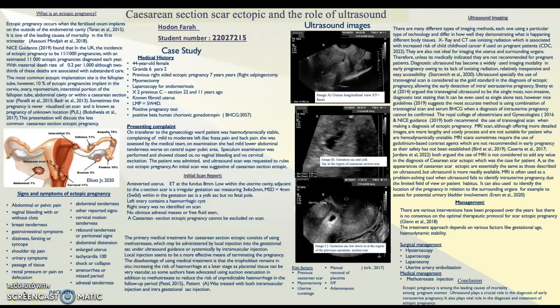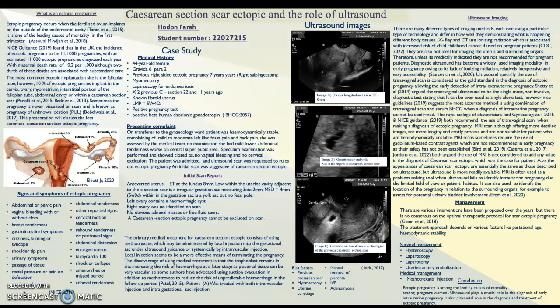There are various interventions that have been proposed in the literature over the years, but there is no consensus on the optimal therapeutic protocol for the treatment of Caesarean section scar ectopic. The treatment approach depends on various factors like gestational age and hemodynamic stability of the patient. Recent research supports any method that removes the pregnancy, reduces mortality and promotes future fertility.